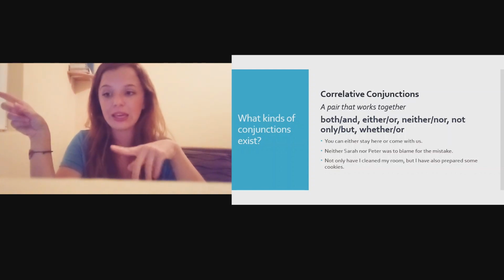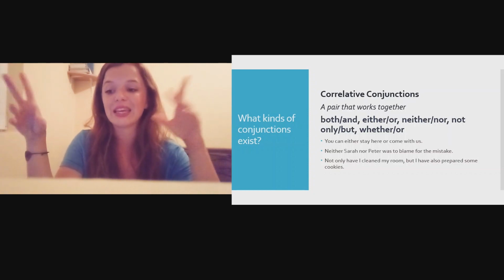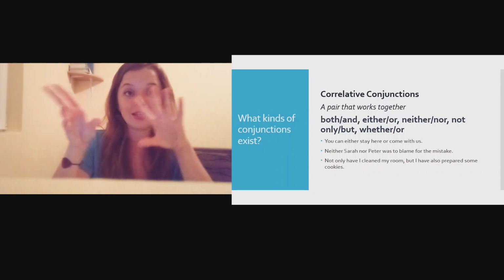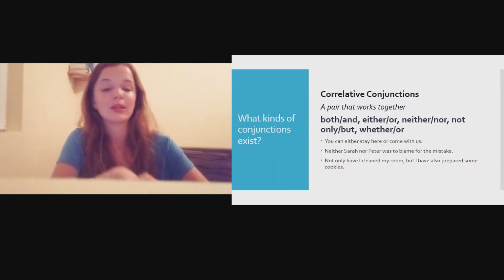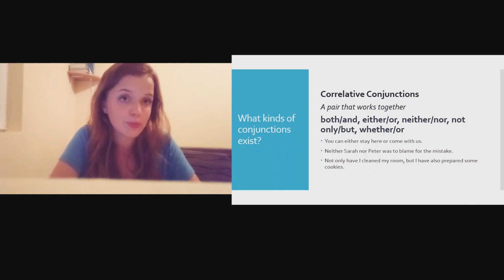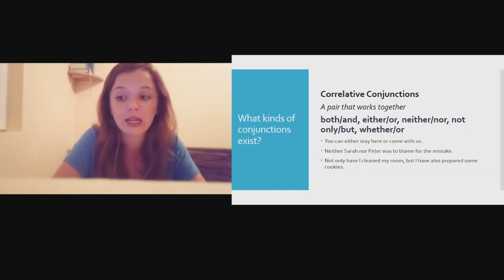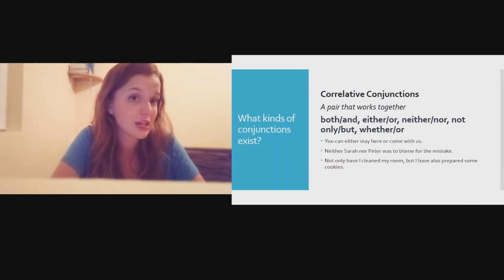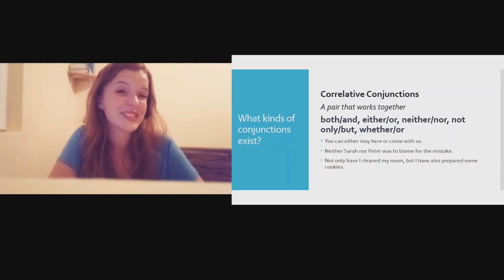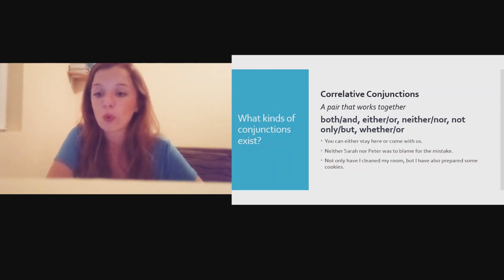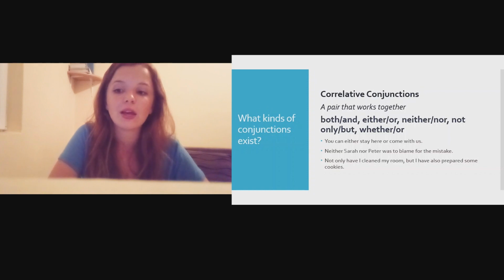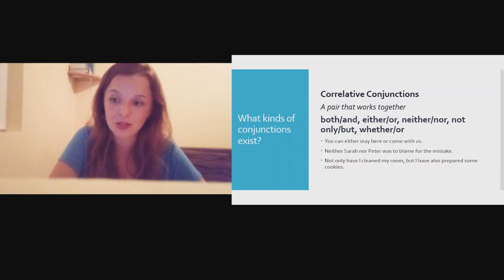You can choose to stay here or to come with us. So you can either stay or come with us, either or. Neither Sarah nor Peter was to blame for the mistake. So it wasn't the responsibility of Sarah, it wasn't the responsibility of Peter, so it wasn't to blame Sarah, it wasn't to blame Peter. Instead of saying it in this way or writing it in this way, you can connect with nor, neither or nor, and make it a little bit more fluent. So neither Sarah nor Peter was to blame for the mistake.